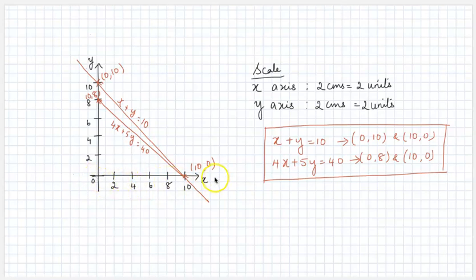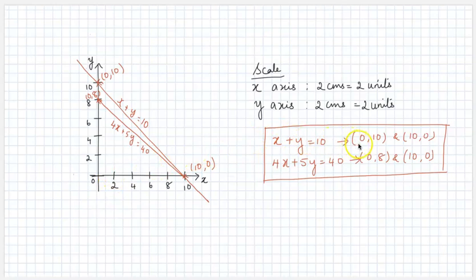On the x-axis, I will take the scale as 2 centimeters equal to 2 units. So start with the origin and then mark 2, 4, 6, 8 and 10. You can choose whatever scale you want. Then similarly on the y-axis, I have taken 2 centimeters equal to 2 units. So again I have marked 2, 4, 6, 8 and 10. Please note that my graph is not accurate.